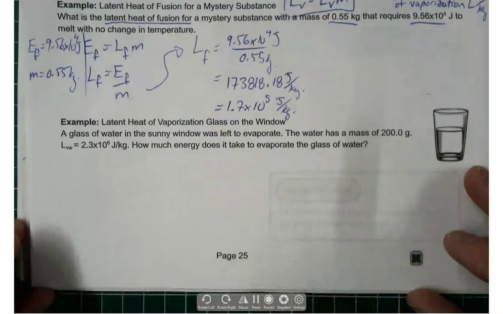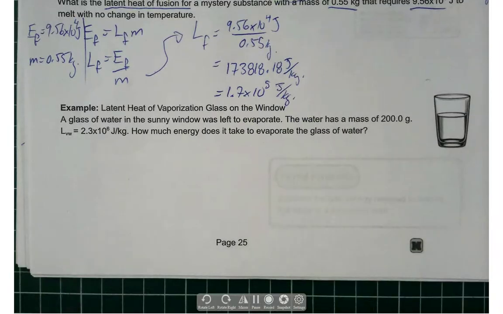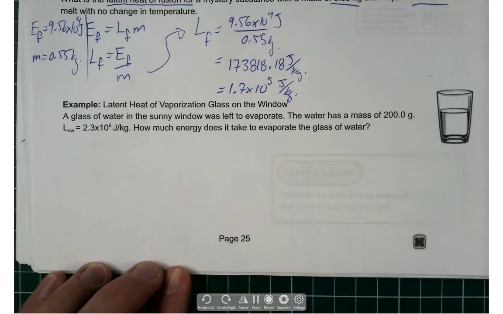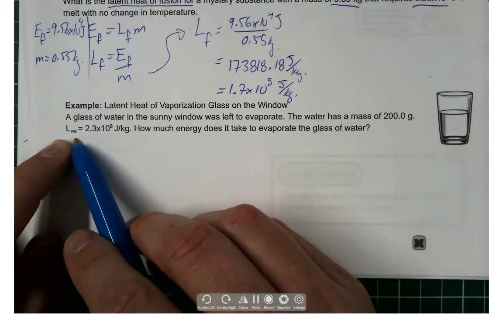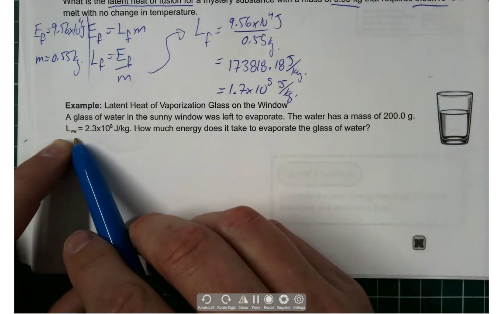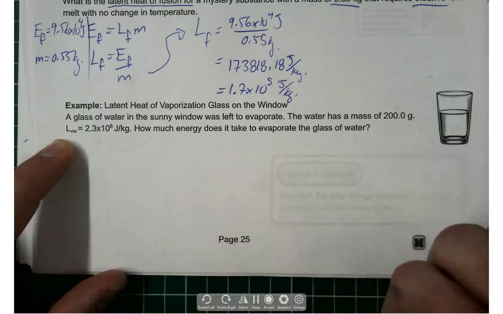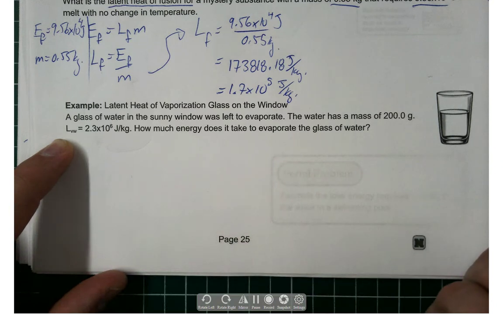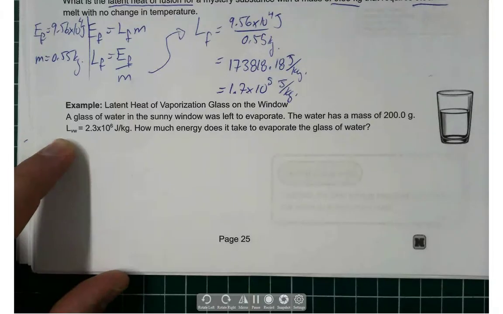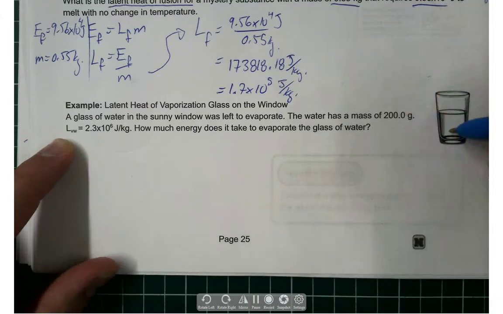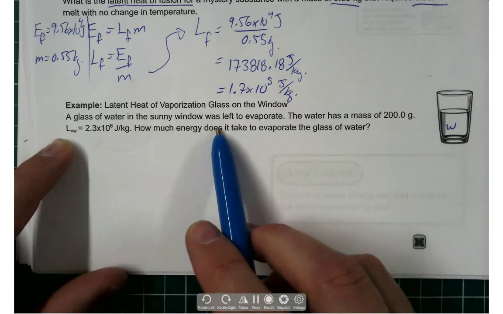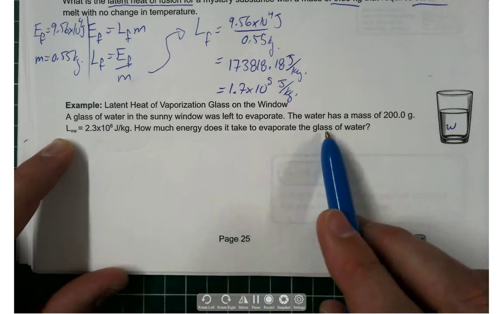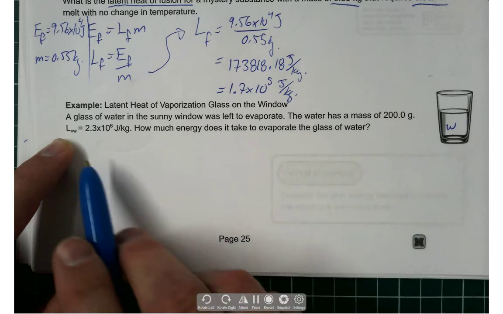That's something that a metallurgist or a chemist or a cook, somebody like a food scientist, might care about. And here I've got a little mention, LVW. What do you think that's the latent heat of vaporization for? Water, right? That makes sense in the context of what we're doing. Latent heat of vaporization for water. So here I've got a glass of water. I can label it W for water if it helps, but you don't have to. I got a glass of water on a sunny window and it was left to evaporate. The water has a mass of 200 grams and a latent heat of vaporization of such.